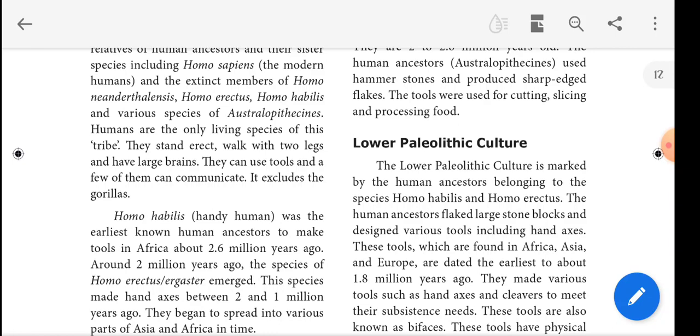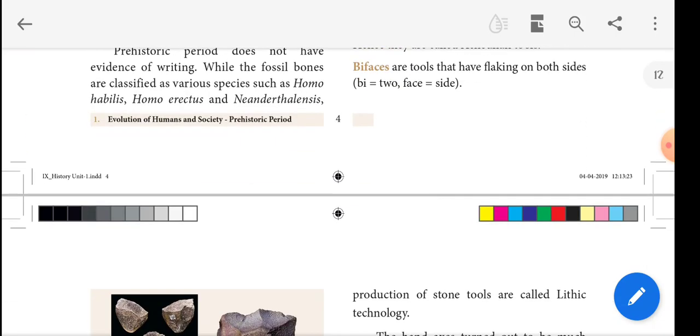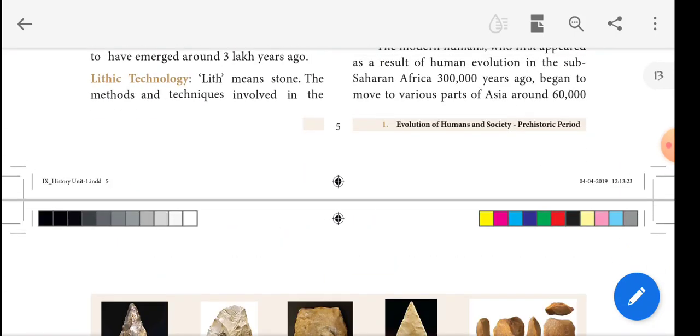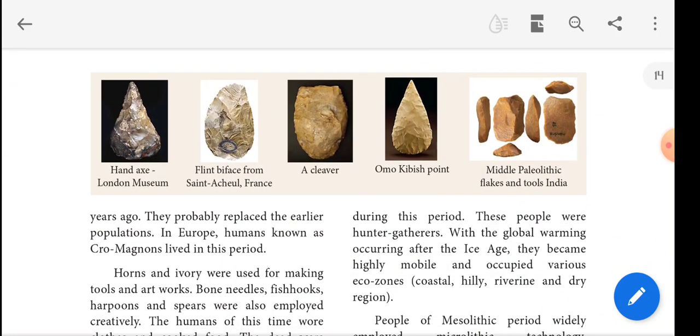The Paleolithic is also divided into 2: Upper Paleolithic and Lower Paleolithic. So in this time, how the human being hunted, how they collected the food, and what was the technique of making tools, these are the things we discussed. And you can see the pictures. These pictures clearly say that the human beings used stone tools.